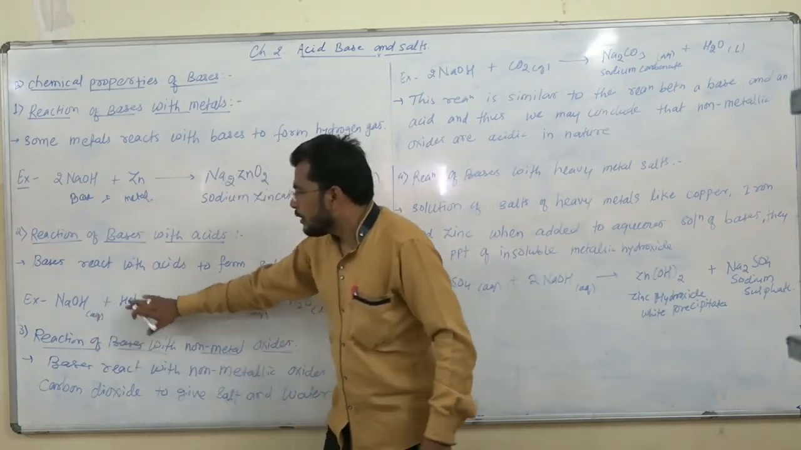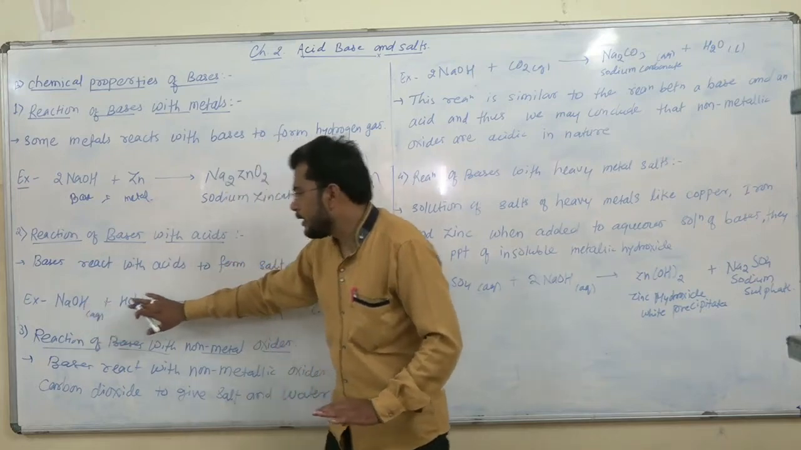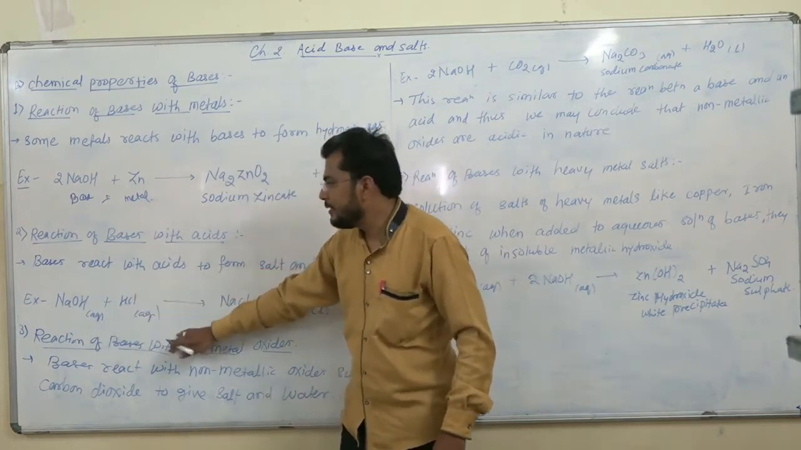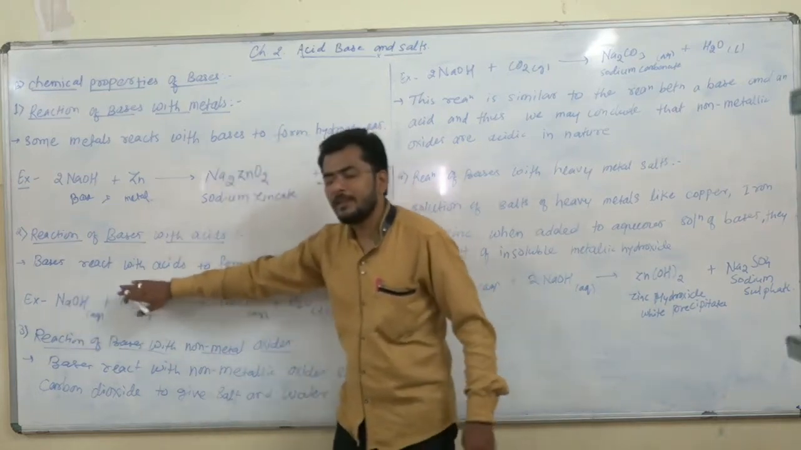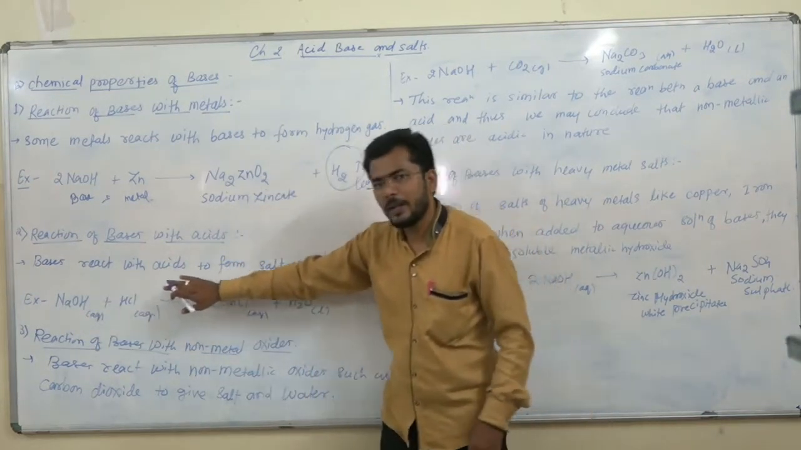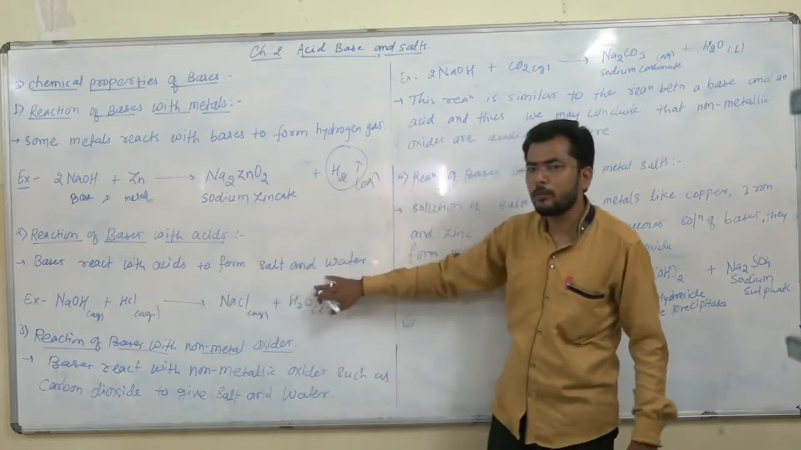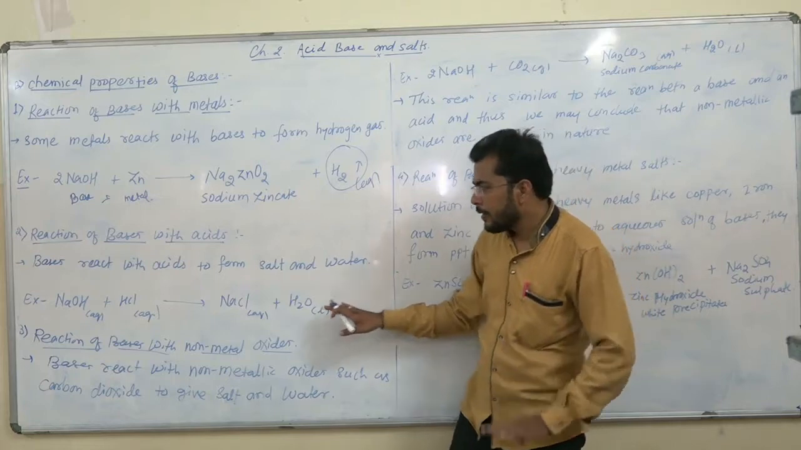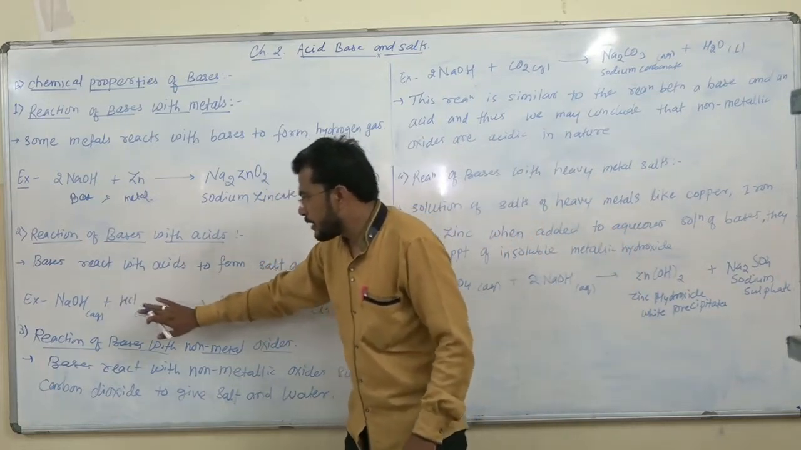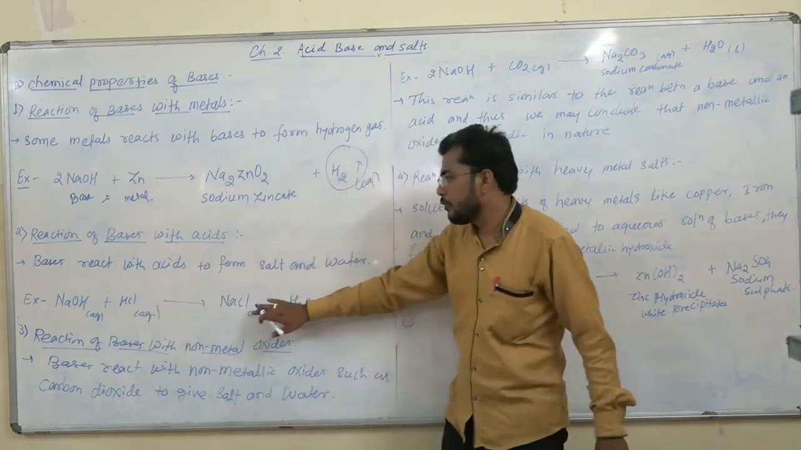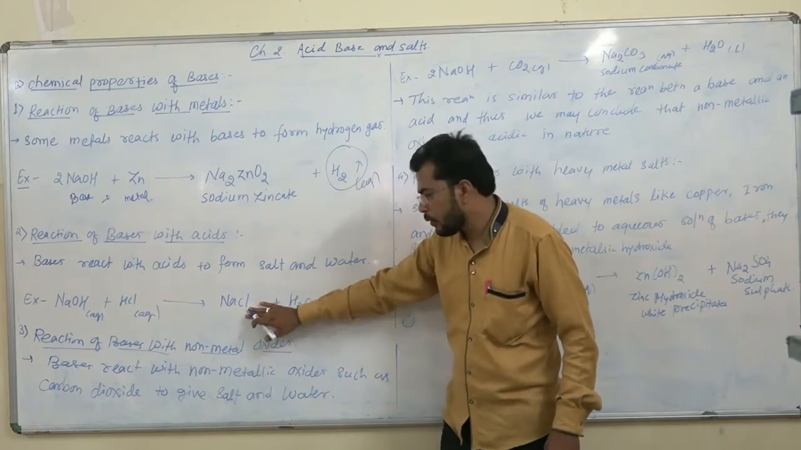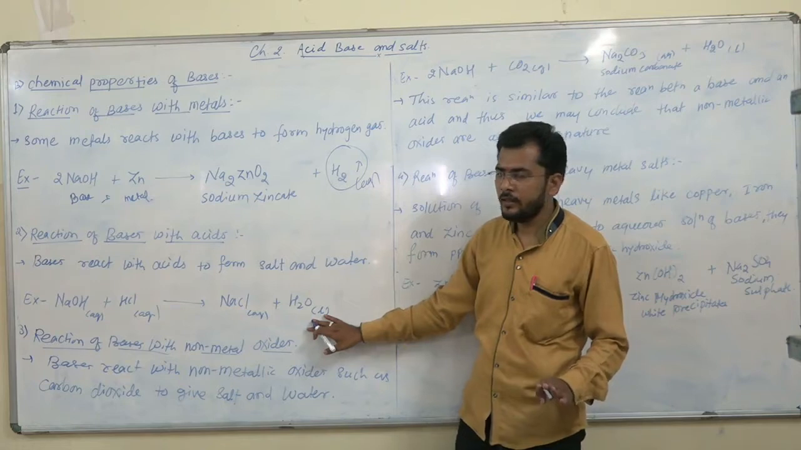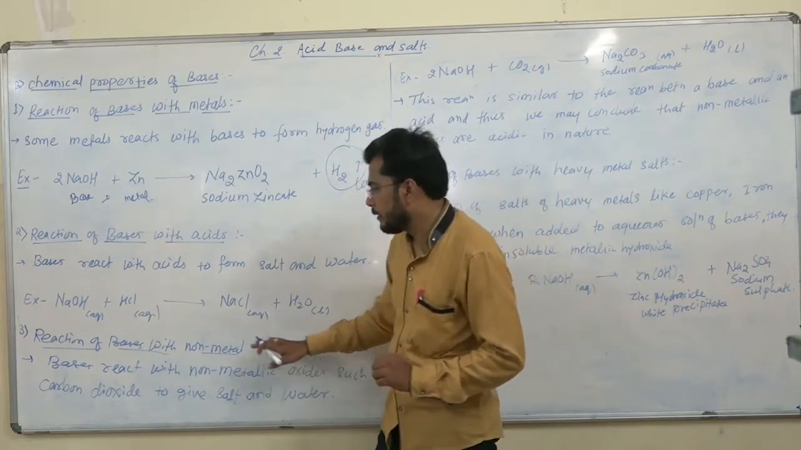So I am taking only sodium hydroxide reacting with HCl. It is acid, and this is base. Whenever acid reacts with base, or base reacts with acid, at that time it forms salt plus water. So sodium hydroxide reacts with HCl. At that time it will form NaCl, sodium chloride, and H2O. Clear? I hope that is clear.